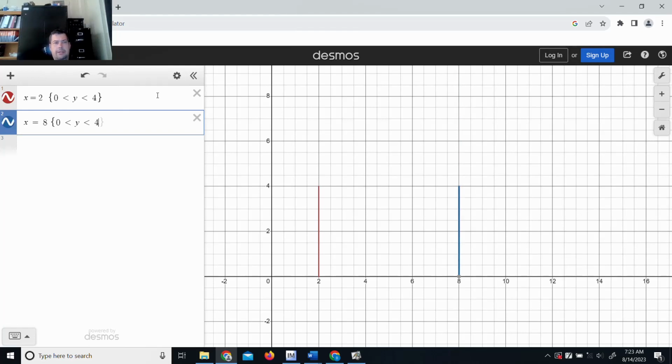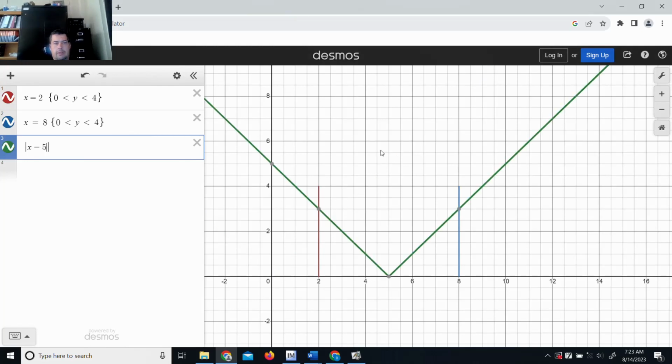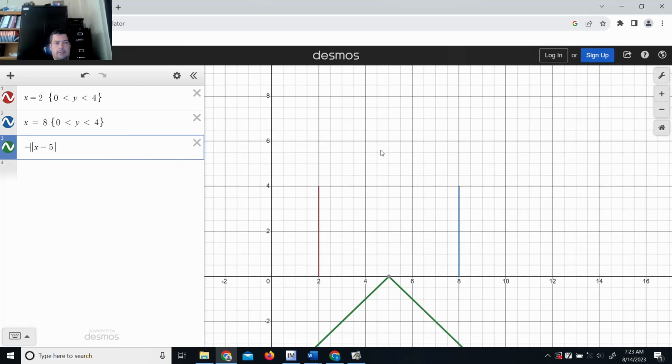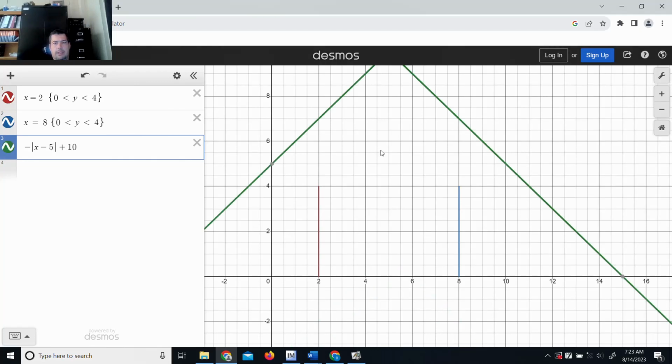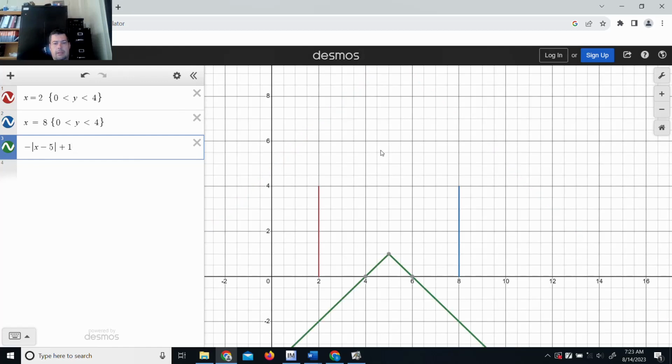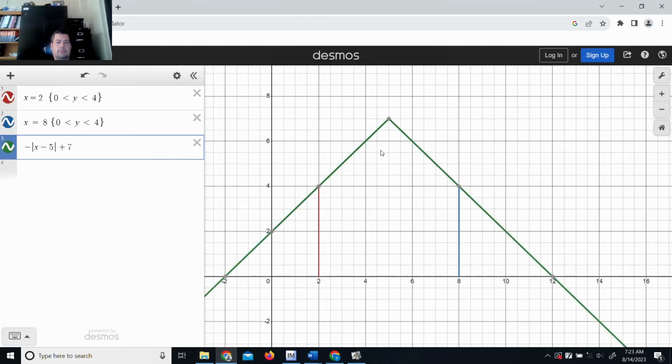And I could use lines to make the roof, but I could also use absolute value. Halfway between 2 and 8 is what, 5? So let's play with absolute value here. Absolute value of x minus 5. Maybe reflect it and then shift it up a bunch of units. Let's try 10, 8, oh, whoops, 8, 7, there we go.